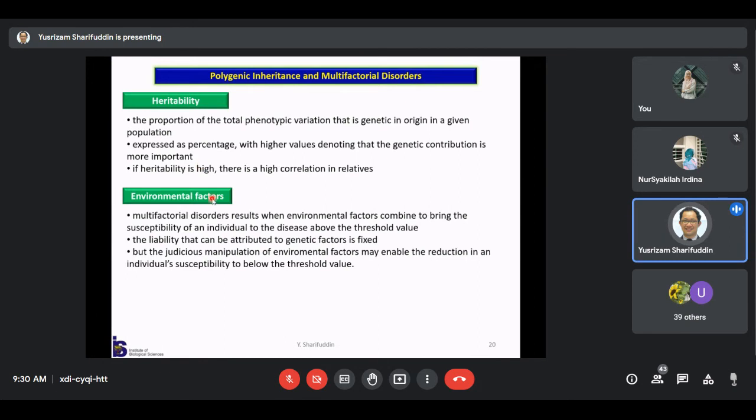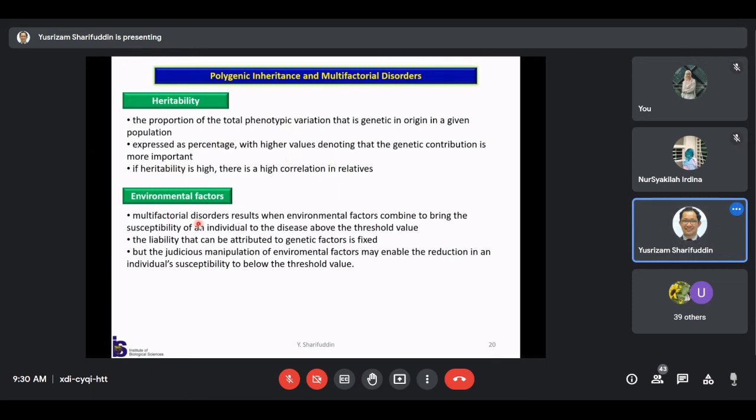Heritability and environmental factors, we're going to cover as an example. The proportion of the total phenotypic variation that is genetic in origin in a given population, expressed as a percentage. The higher values denote the genetic contribution is more important. So if heritability is high, then there's high correlation in relatives.